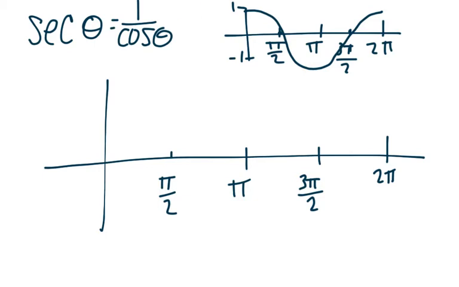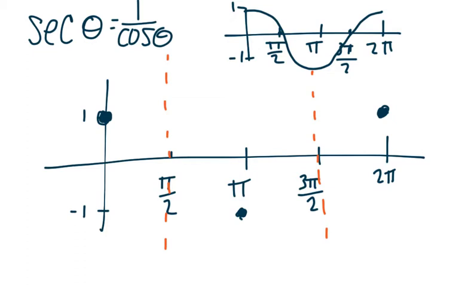1 over 1 simply equals 1. Therefore, at theta equals 0, our secant has to be 1. Now I want to take a look at pi over 2. At pi over 2, our cosine is 0, so that means our secant is undefined, so we must have an asymptote. At pi, cosine is negative 1. 1 over negative 1 is negative 1. So I'm going to plot this point here. At 3 pi over 2, we have another asymptote because cosine equals 0 there. And then at 2 pi, our cosine equals 1, so our secant once again equals 1.